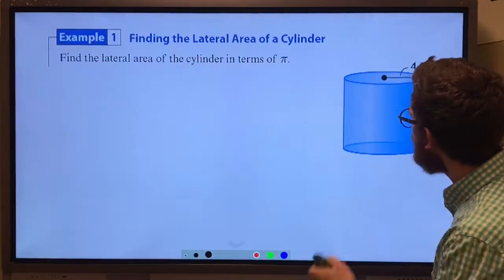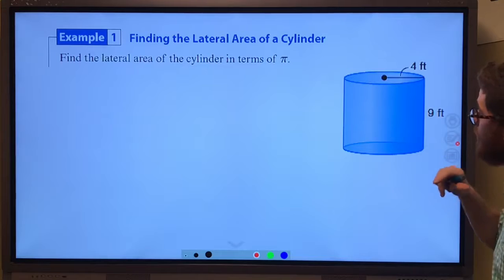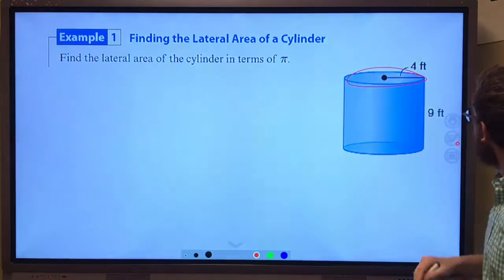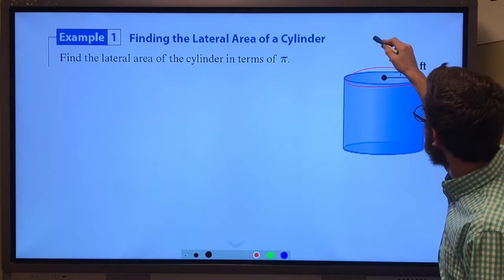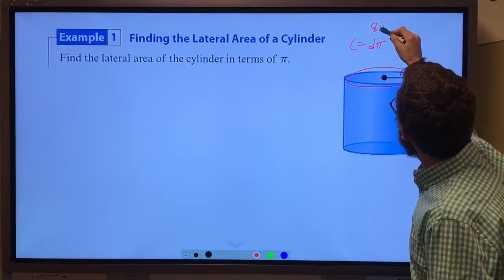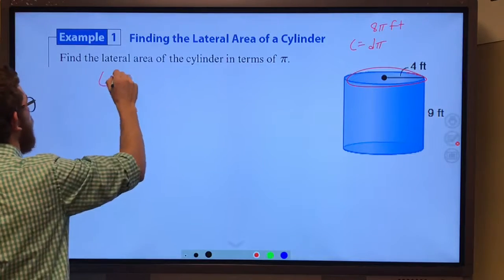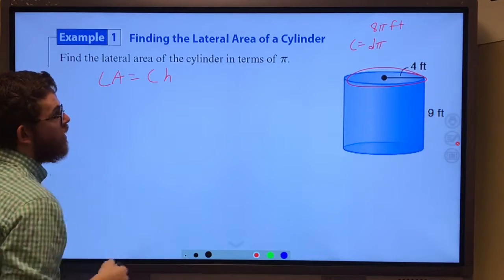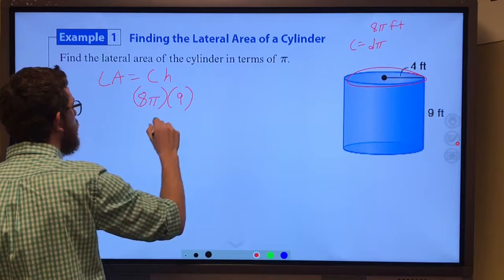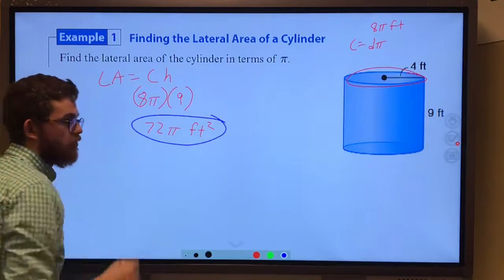So, here, we want to find the lateral area of this cylinder. We're going to keep it in terms of pi. And I find the circumference of the base. So the circumference for our base, of course, diameter times pi, is going to be 8 pi feet. The circumference is 8 pi feet, and we multiply that times the height. We've got the circumference. We're going to multiply it times the height. And so this is 72 pi square feet.